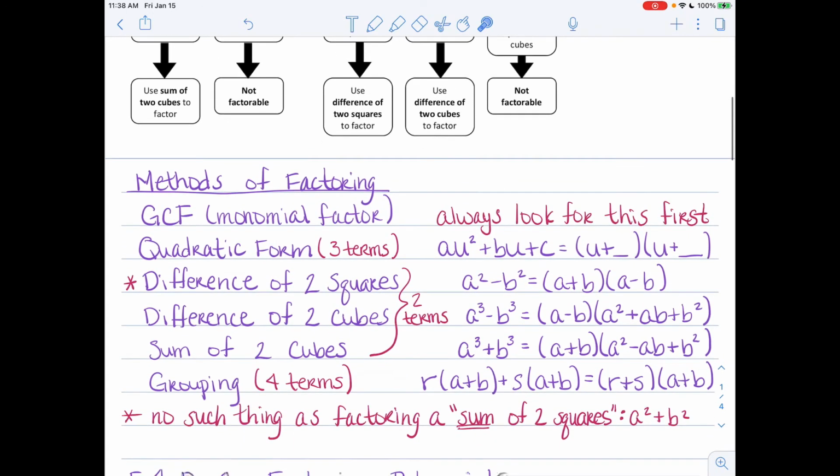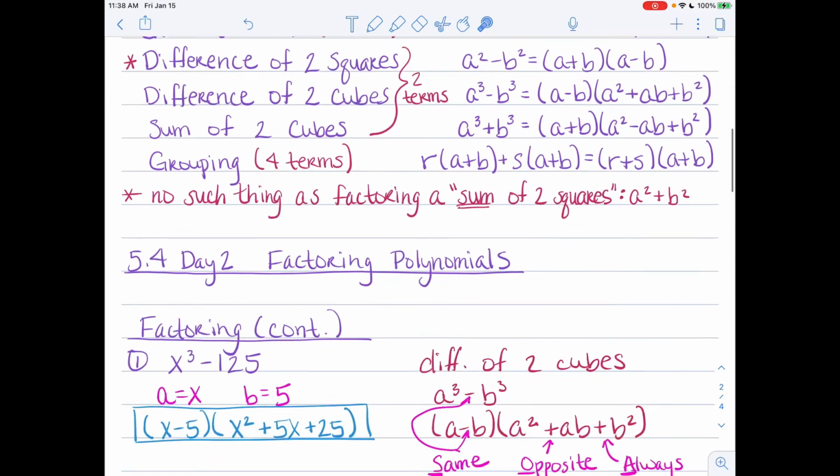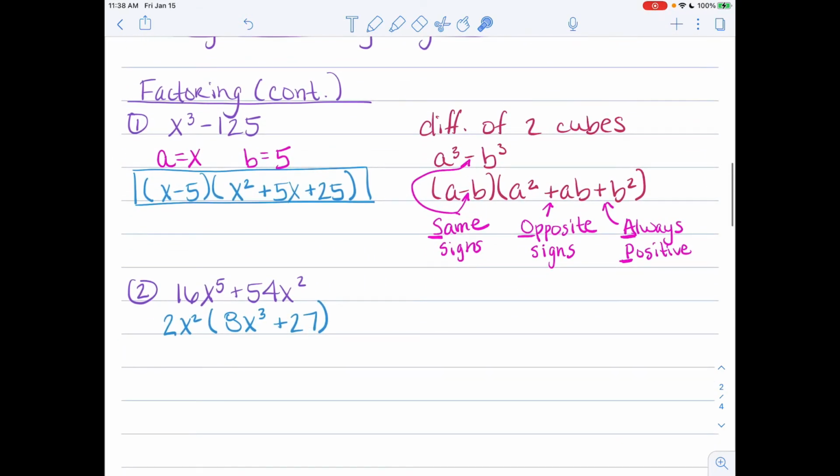Let's briefly look at sum of 2 cubes, but we'll rewrite it below. A cubed plus b cubed is equal to a plus b times a squared minus ab plus b squared. So notice the difference, a plus versus a minus here, and minus versus a plus here. This one's always positive. Same, opposite, always positive. Same meaning the same as the one you started with, the plus sign. Opposite being the opposite, and then that one's always positive. So let's go ahead and write our equation.